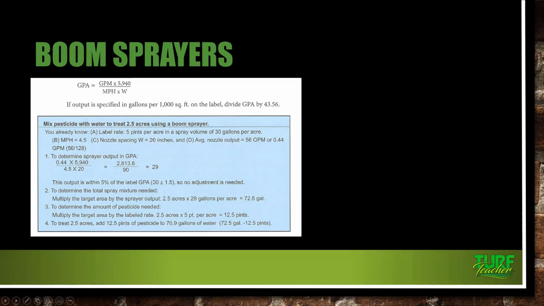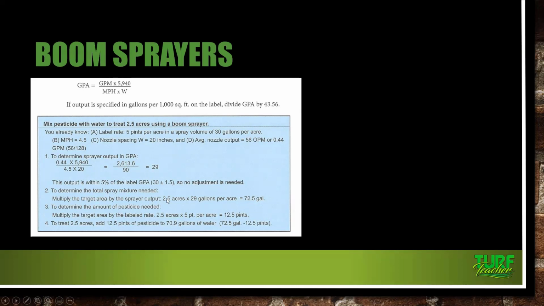We did that calculation previously, and then determine our sprayer output in gallons per acre: 0.44 times a constant of 5940, divided by 4.5 times 20. And so we have 29. This output was within 5% of the gallons per acre. We got 30, plus or minus 1.5, so no adjustment is needed. We're good to go.